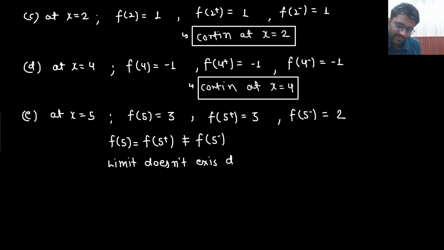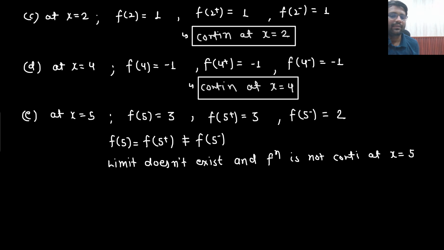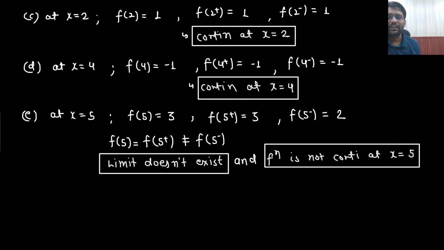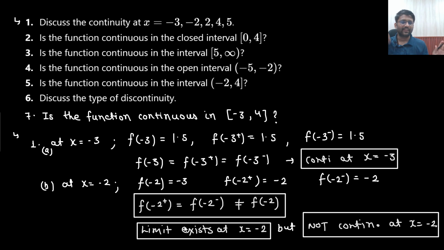Limit does not exist, and function is not continuous at x equals to 5. Is that understandable to you? Limit does not exist at x equals to 5, and function is also not continuous at x equals to 5. Is that understandable to you? All these points are understandable?